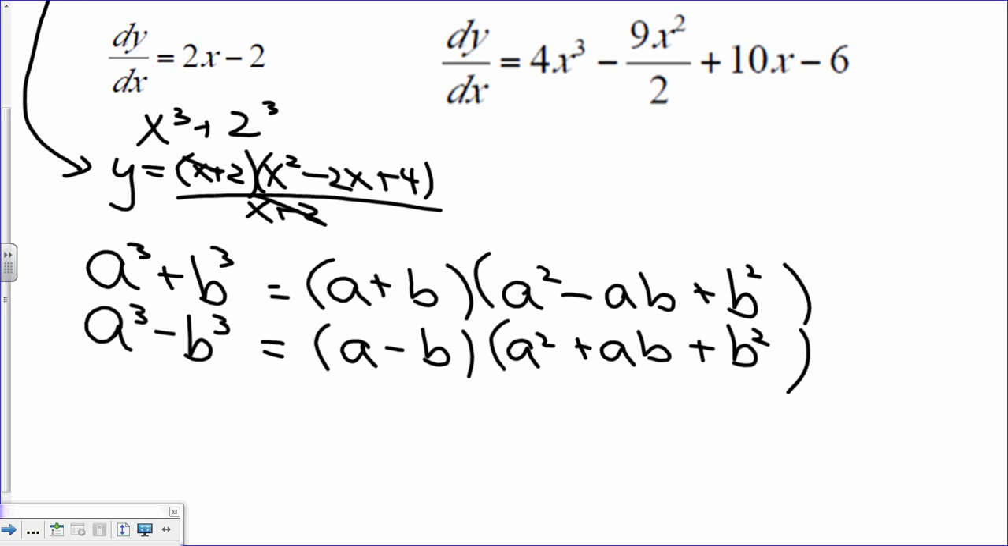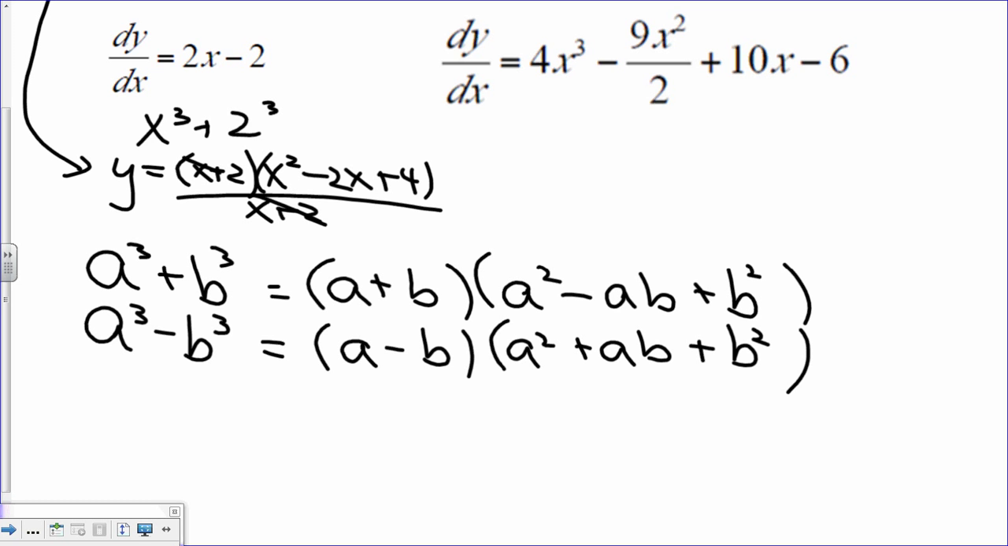You write down the first factor, whatever's being cubed plus or minus whatever's being cubed. And then you just look at the first one, you square it, the opposite sign of the product, the last term squared. So for x cubed plus 8, x cubed plus 2 cubed, the first factor is x plus 2. If your x is your a, your 2 is your b. And then the x squared, the opposite of the product, minus 2x. And then the 2 squared, which is 4.